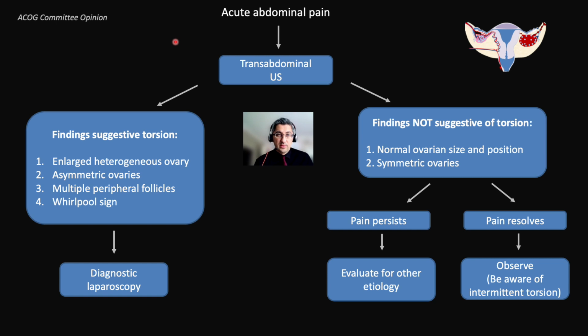If we look at the clinical algorithm, a patient presents to the ER with abdominal pain, and we do a transabdominal ultrasound because they are children. If our findings are suggestive of torsion, such as enlarged heterogeneous ovary, asymmetric ovaries, multiple peripheral follicles, or whirlpool sign, the patient goes to laparoscopy. If our findings are not suggestive of torsion, such as normal ovarian size and position and symmetric ovaries, and if the pain persists, then evaluate for other etiology. If the pain resolves, then observe and also consider intermittent torsion.